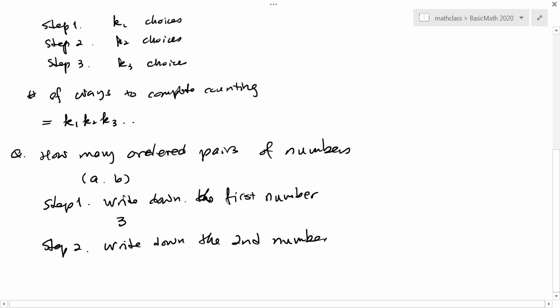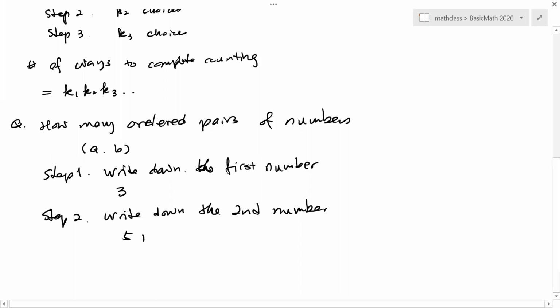Okay, second number, there are three numbers there. Now here's the 5 numbers. You have 5 choices, right? 1, 2, 3, 4, 5. So then how many pairs are there? It's 3 times 5. The number of pairs is going to be 3 times 5. You can count the number of pairs in this way.